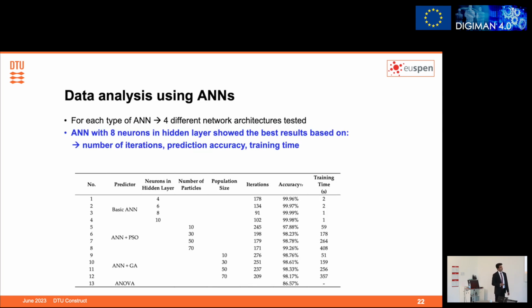Here you can see the result. Please accept my apology. This column is wrong. It's the accuracy of the training data set. It should be the test data set, sorry. But the results are the same as for the test data set.